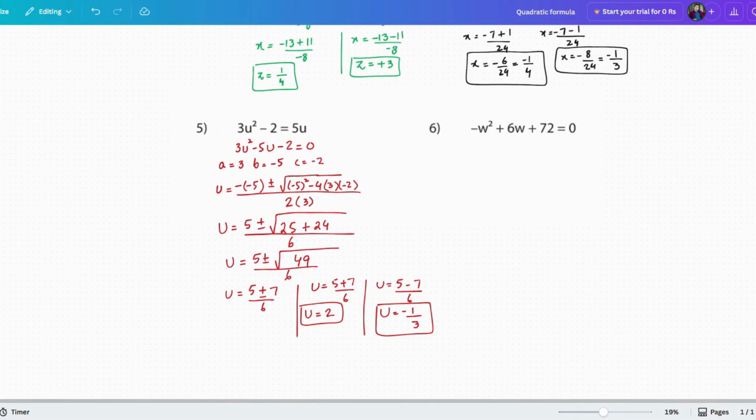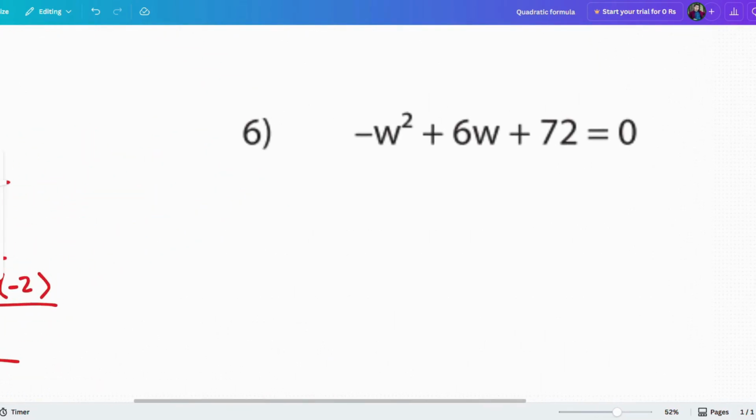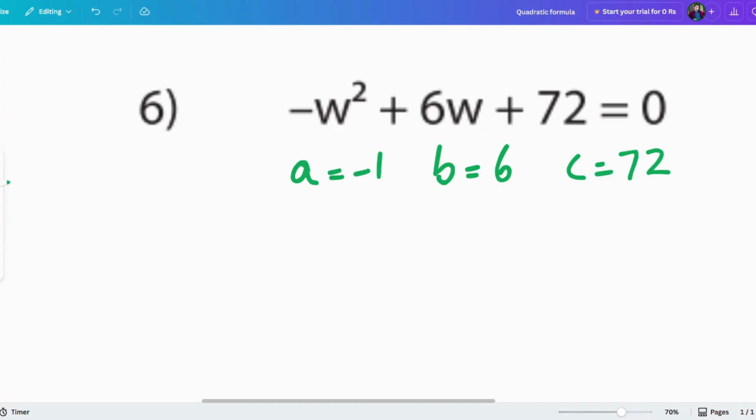Now I'm going to be moving towards the last question over here. I gave you the chance to solve it. Now I will be solving it and we'll be comparing our answer, okay? So for this one, as we can say, a is equivalent to negative 1, b equals 6, and c equals 72. I will be putting those values into the quadratic formula, and I can use w to represent my variable.